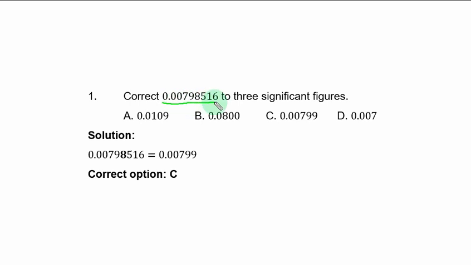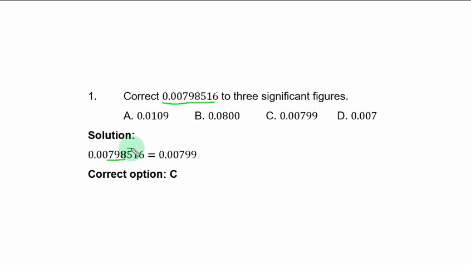0.000798516 to 3 significant figures. Now 3SF simply means the first 3 non-zero digits from the left hand side. Such digits are 7, 9, 8. So you need to approximate by considering the next digit, 5.